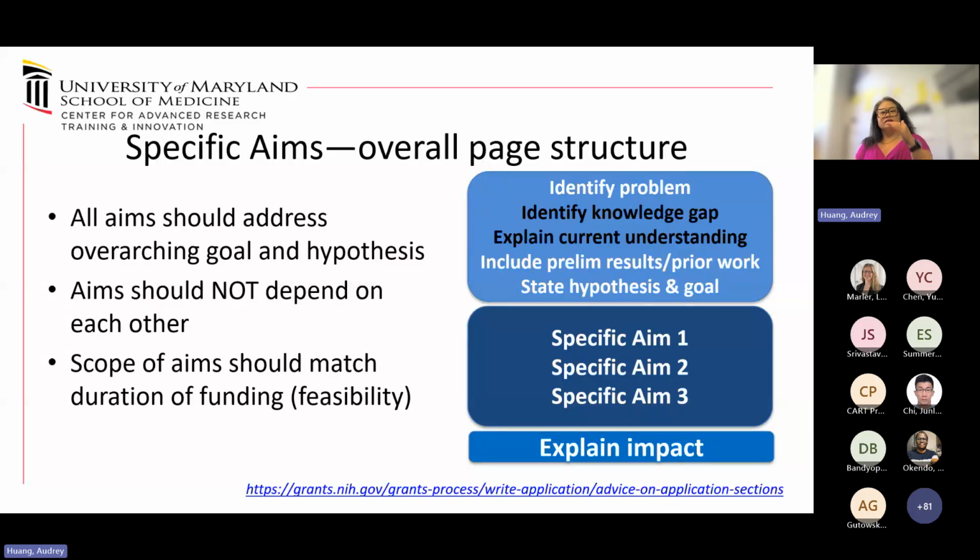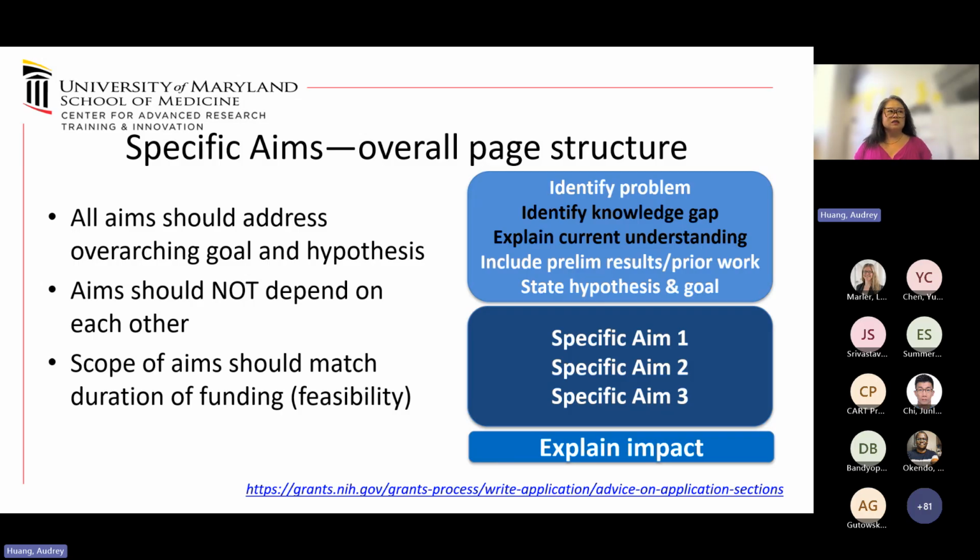And then in the second half of the page, you want to describe your 3 specific aims. And then you want to conclude by explaining the impact to, again, we're writing for NIH, so it needs to go back to human health. Even if you're in the most basic system and basic science, you have to explain the impact as it relates to human health, because that is the mission of the National Institutes of Health.